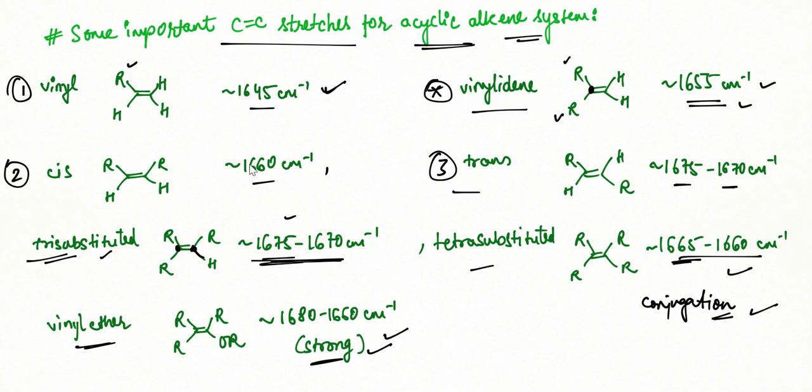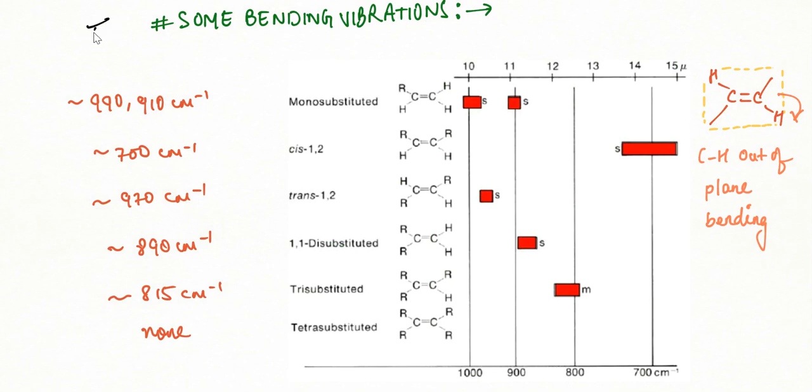Okay, alright. So now we are going to see some bending vibrations as well. If it is possible for you, you can try to remember some of them, but learning all of them is not necessary. So for the monosubstituted alkene system, the bending vibrations are going to be at 1990 to 1910 centimeter inverse. Similarly, for cis 1,2 alkyl substituted alkene, we are having the bending vibration at 700.